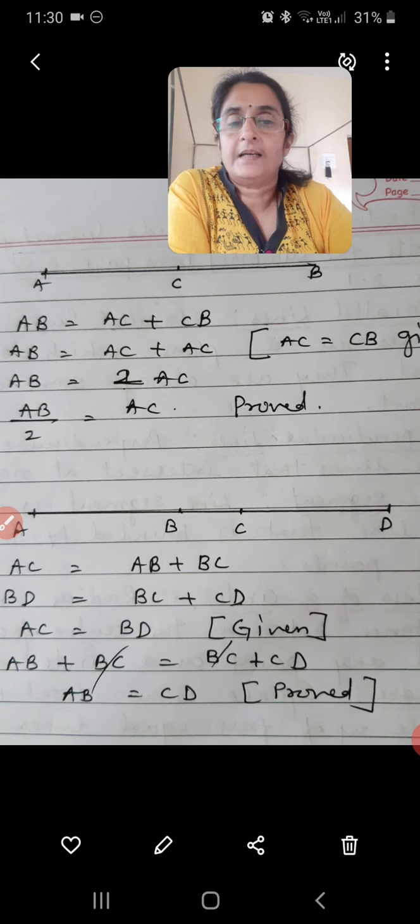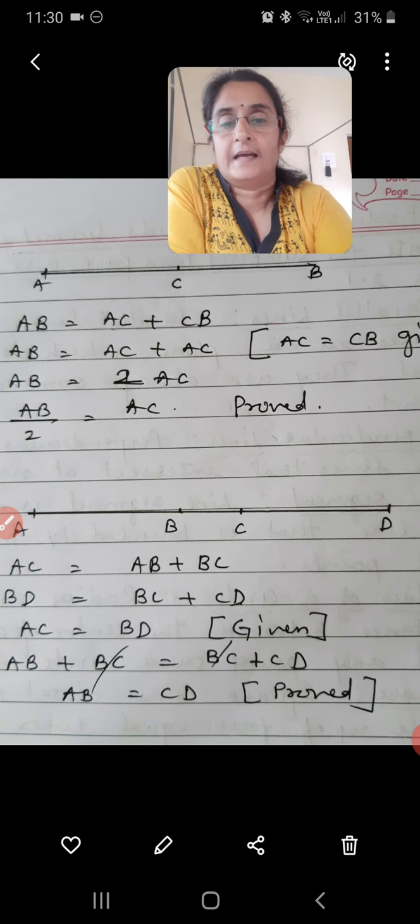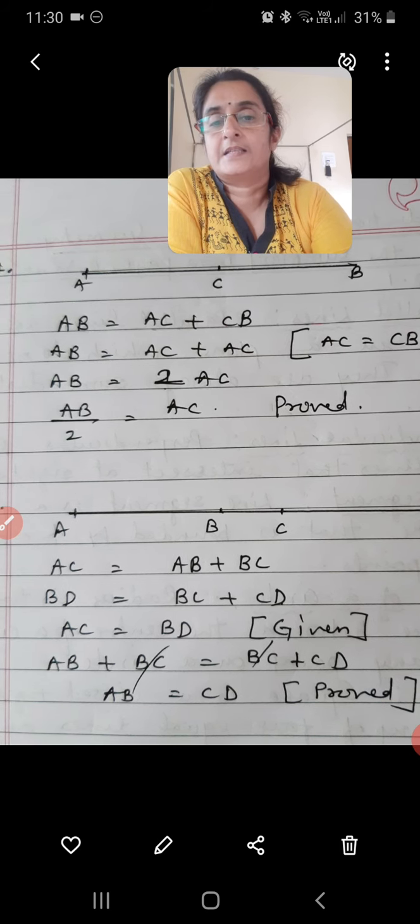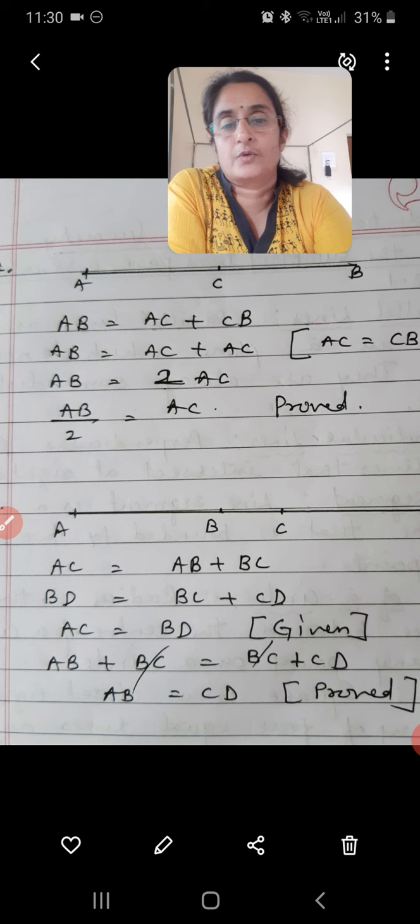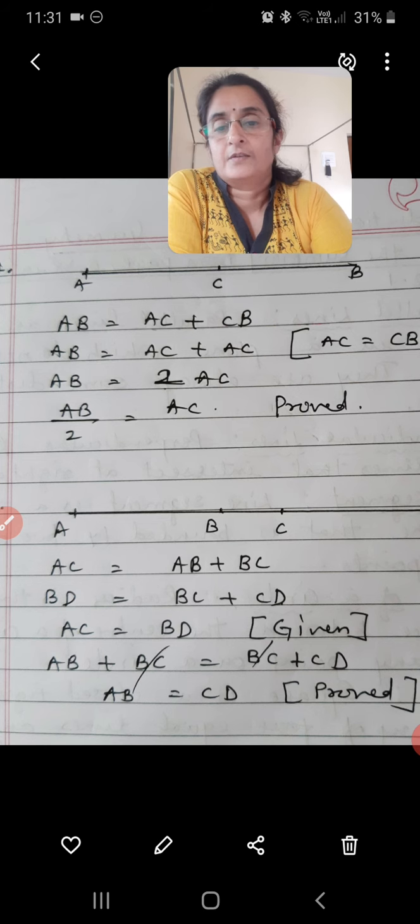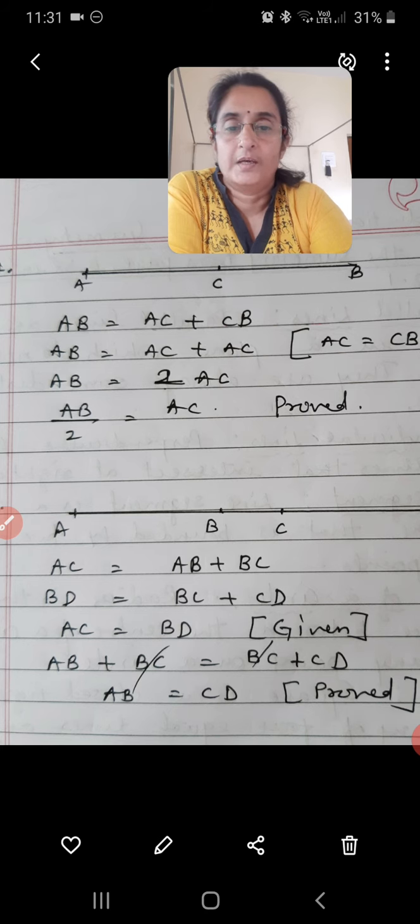Now it is given that AC and CB are equal. So in the second line I replaced CB with AC. So AB is AC plus AC. Now how many ACs are there? 2 ACs. So AB is equal to 2 ACs. 2 will go to the left hand side and divide it. So it becomes AB upon 2, that is AC. So that is what we have proved. So AC is half of AB.